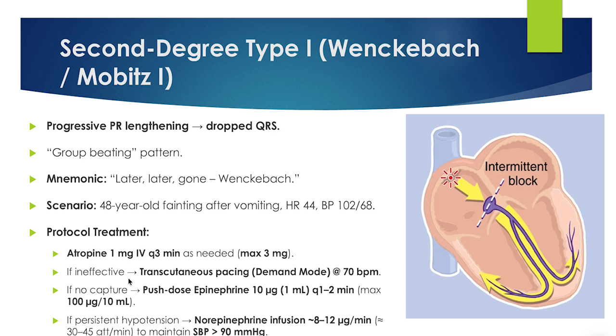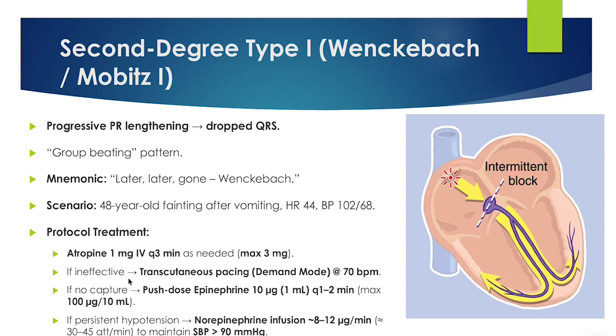Then we can move to the second degree AV block. So second degree type 1, or we call it Wenckebach, sometimes called Mobitz 1. So this will be a progressive PR lengthening until you get a dropped QRS. Longer, longer, drop, then you've got a Wenckebach, kind of like the mnemonic for that.